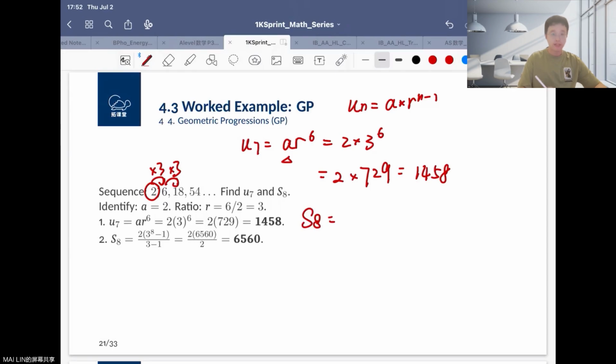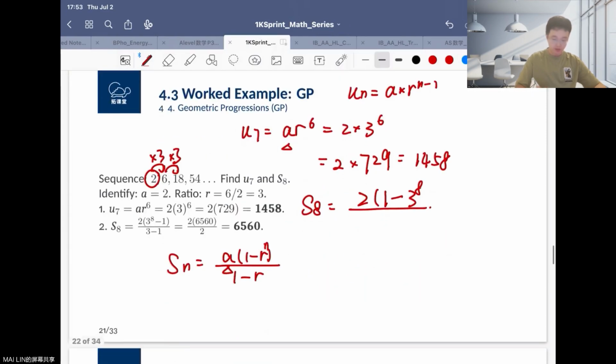We have already set the equation before that Sn is A times 1 minus r to the power of n over 1 minus r. So the sum of the first 8 terms: first is A, so A is 2, and then times 1 minus our ratio, which is 3, to the power of n, where n equals 8.